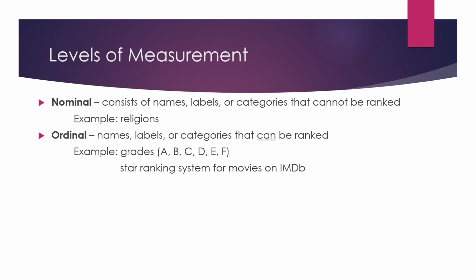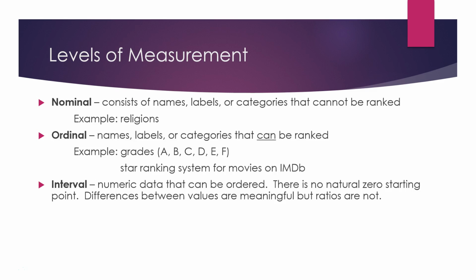Another example of this is the star ranking system for movies on IMDb. So these are still, again, categories because there's not physical stars. There's just 1, 2, 3, 4, and 5 stars that are awarded. And these are to judge how good the movie is, not actual stars.